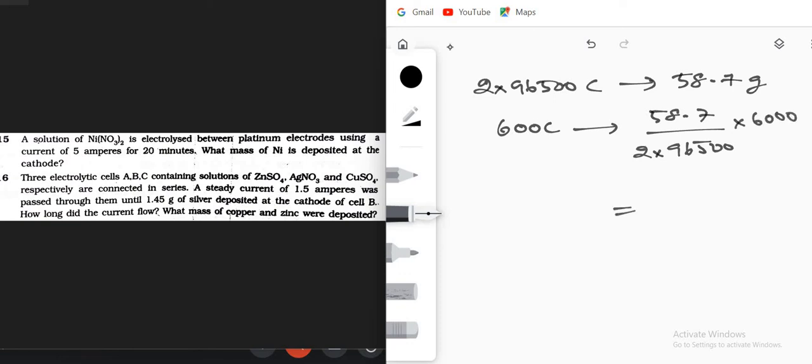Which will give me, we will get a value 58.7 into 6000 divided by 2 divided by 96,500 coulombs. I am getting an answer 1.824 grams. Is this clear?